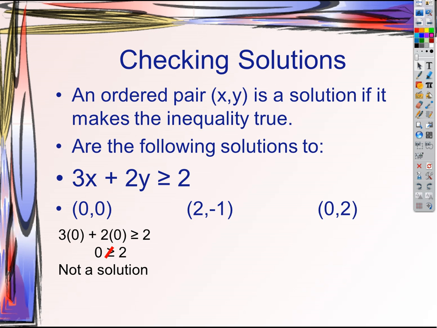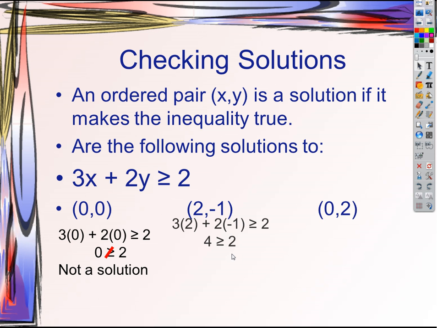When we end up graphing the solution set of this linear inequality, that is not going to be part of the solution set that's graphed. What about 2, negative 1? Well, that's going to work. If I plug that one in, 3 times 2 is 6, plus 2 times negative 1 gives me 4.